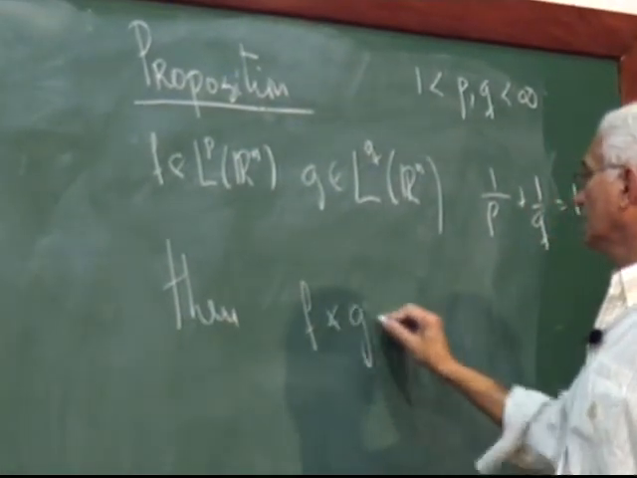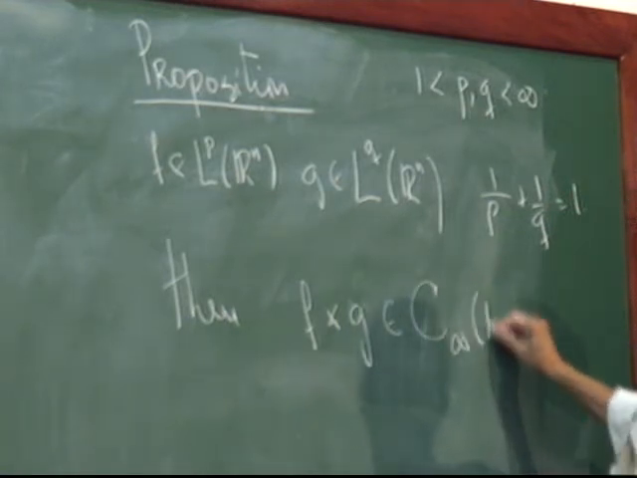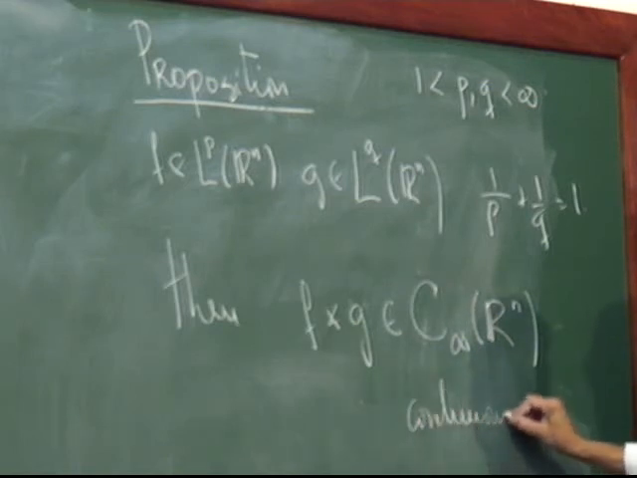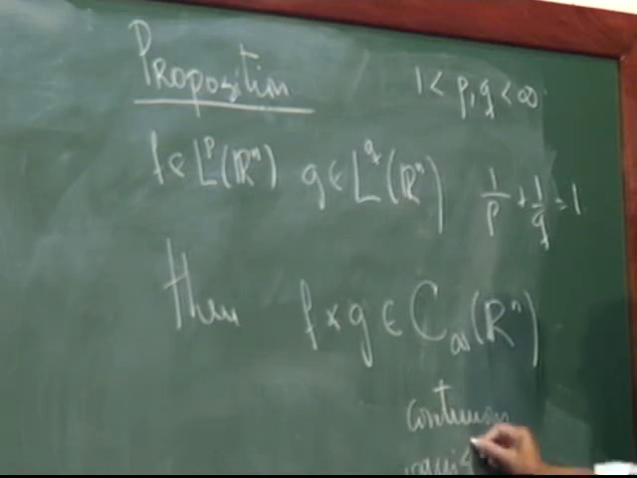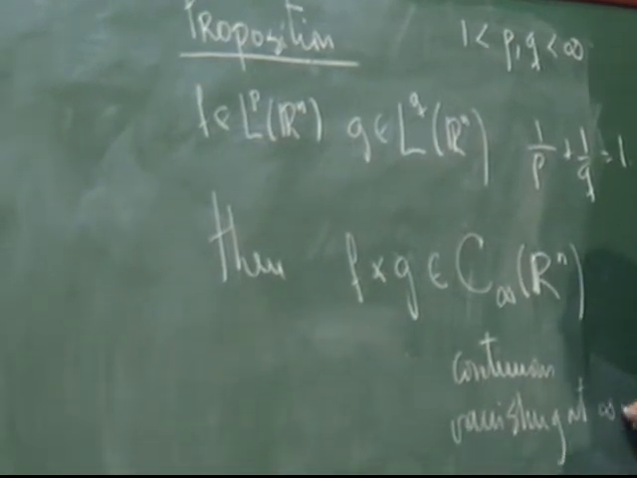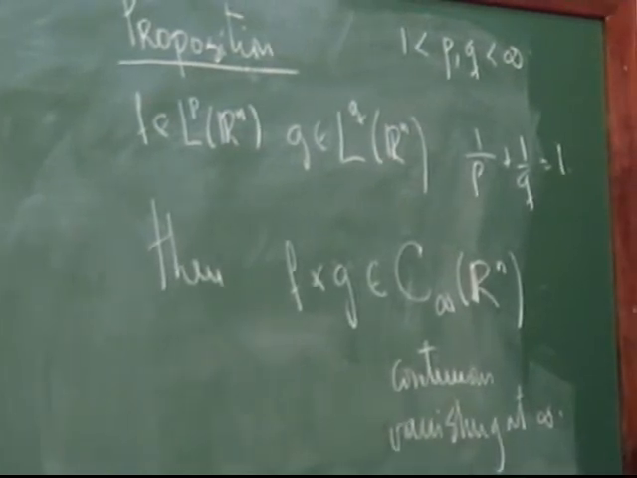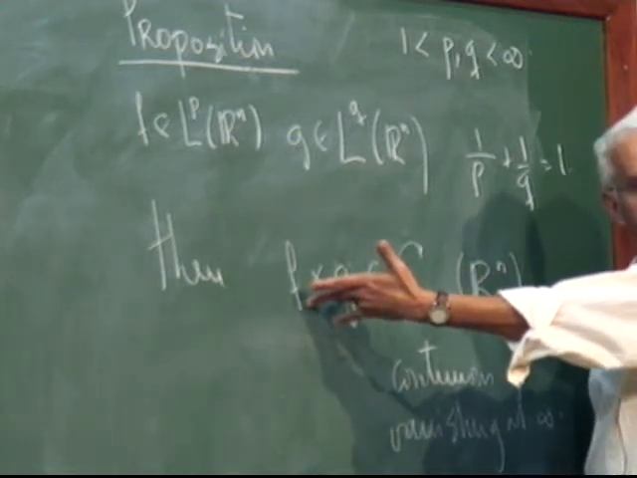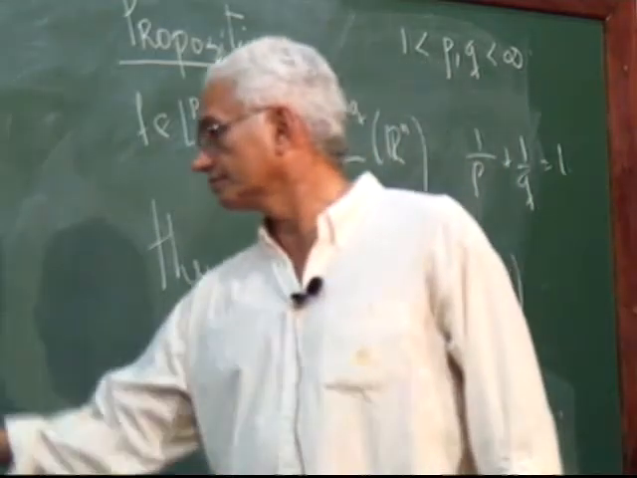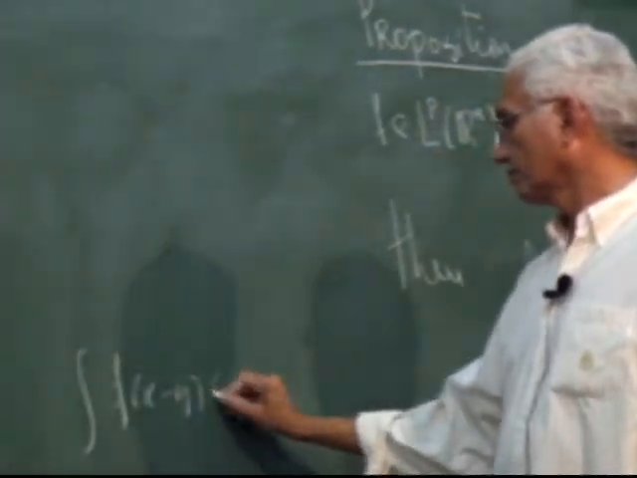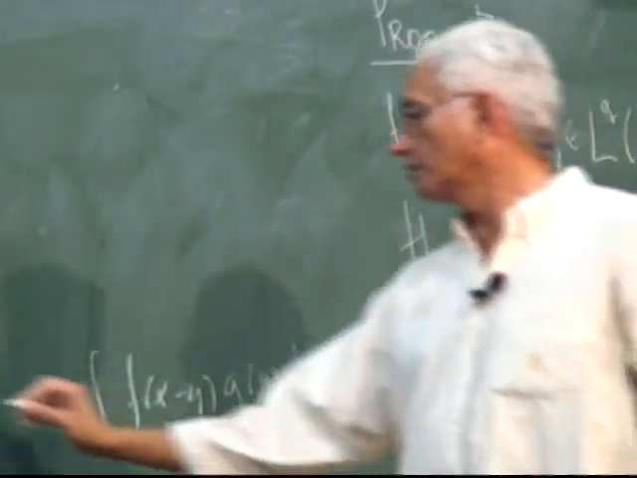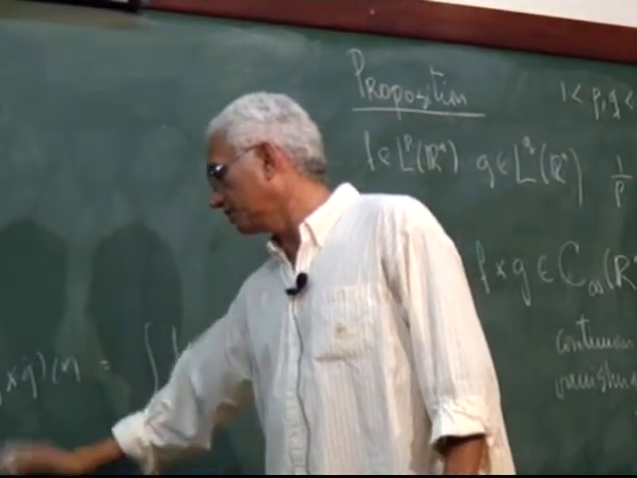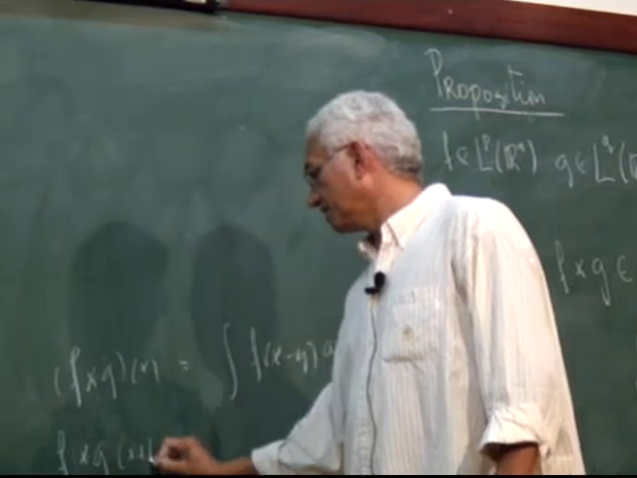F convolution with G is a continuous function that vanishes at infinity. Continuous, vanishes at infinity. Why? Because you're going to use Hölder. Write the convolution. This is the convolution of F with G in X. This is the convolution of F with G in X plus H.